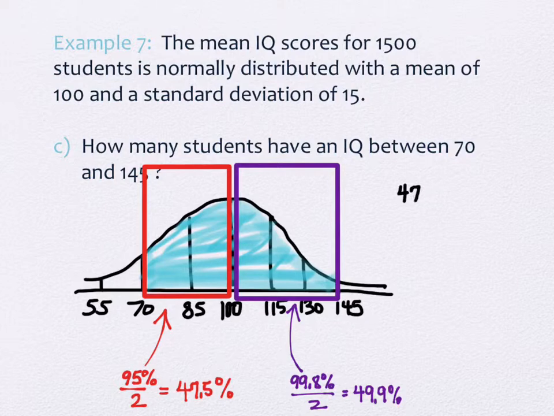Thank you, Kira. Yes, I would add them. 47.5 plus 49.9. How much percent is that? That's really good English there. 97.4%.